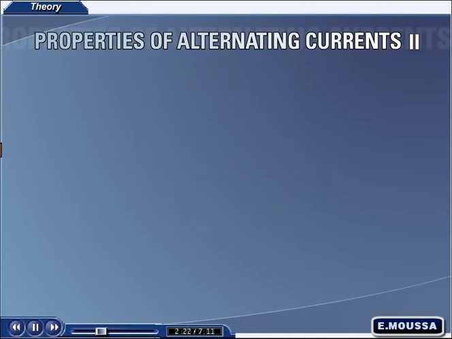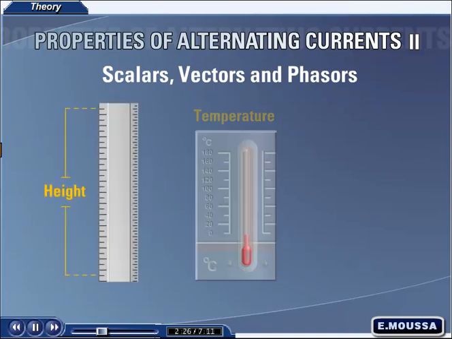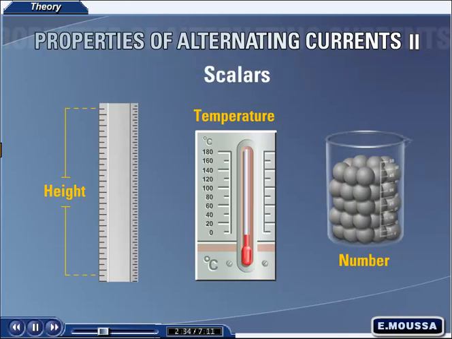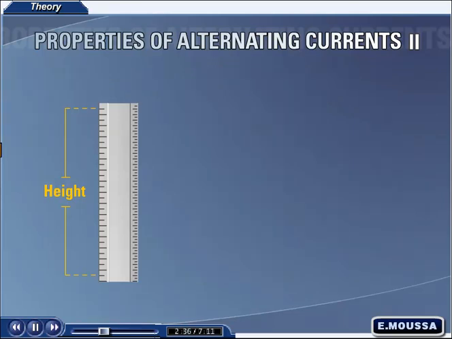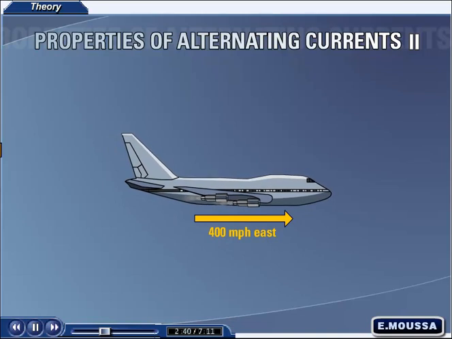Scalars, vectors, and phasors. Many quantities we deal with can be described by their magnitude, for example, length, temperature, and number. Magnitude is known as a scalar quantity. Other quantities, such as force, require both a magnitude and a direction to be described accurately. These quantities are known as vectors.